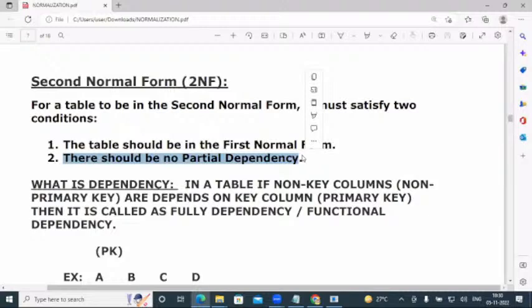So remove means remove from your existing table and keep into another new table. Understand na? But that column should not be there in this table. Okay.